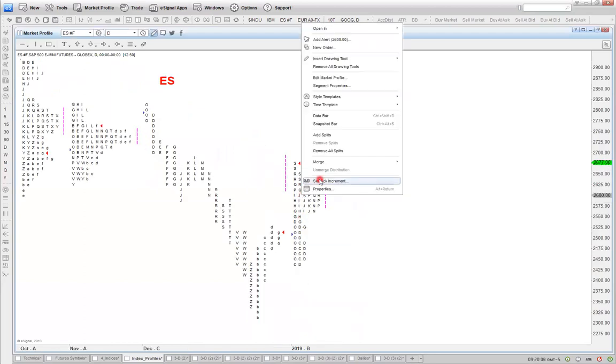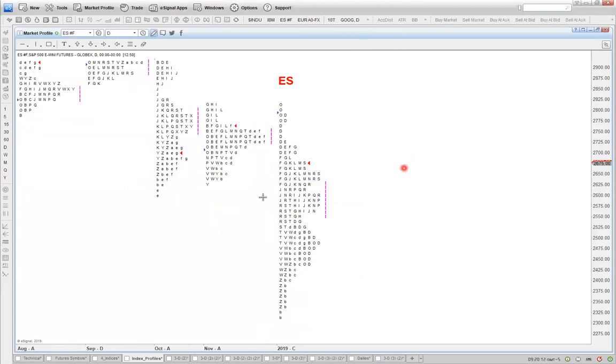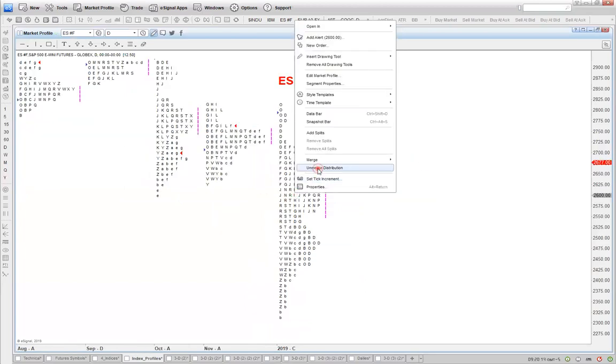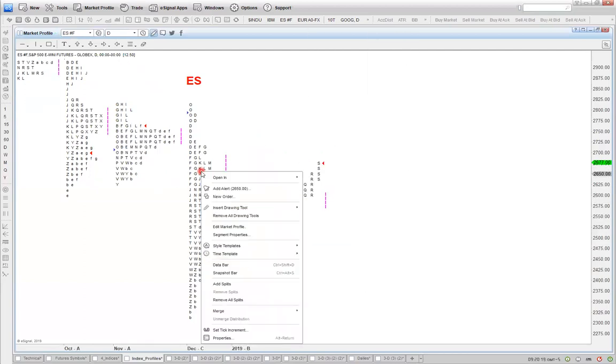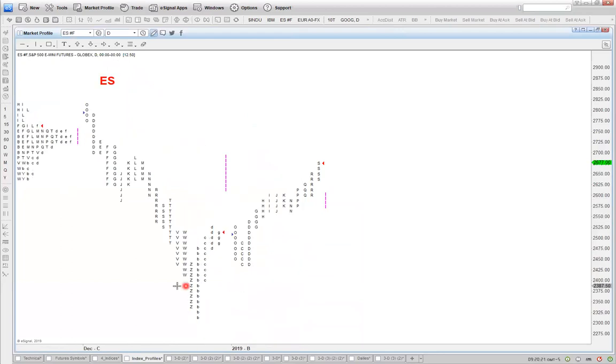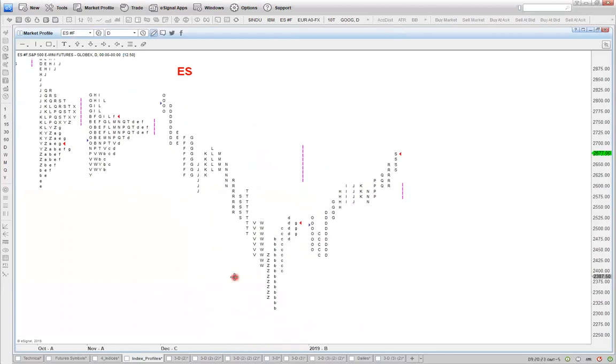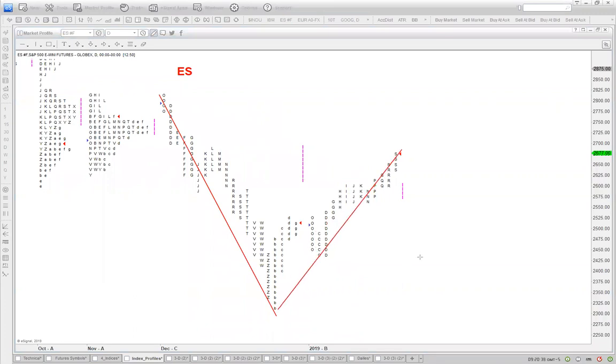I'm going to do the same thing with the January auction. Okay, so we split out January, we split out December. Now, this is a real interesting view. And what you're looking at here, you have a very vertical move down, and then you turn around, you have a very vertical move back to the upside.